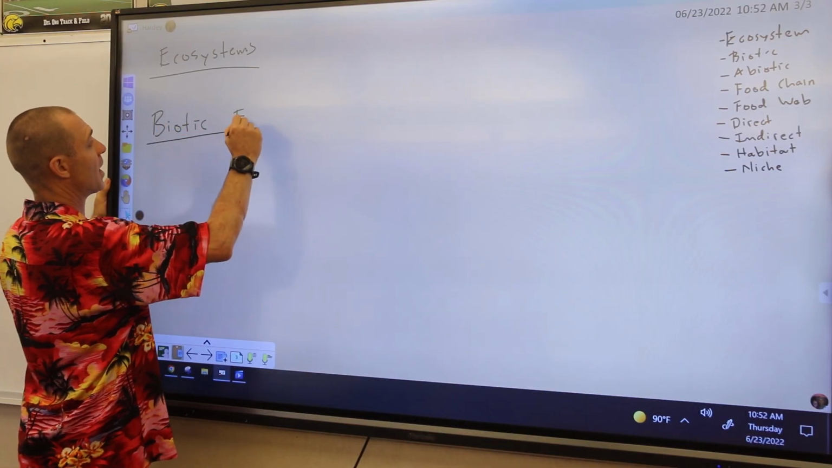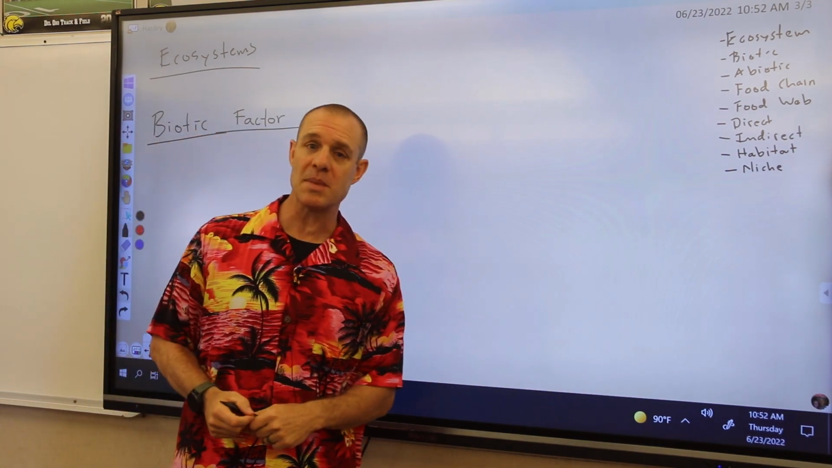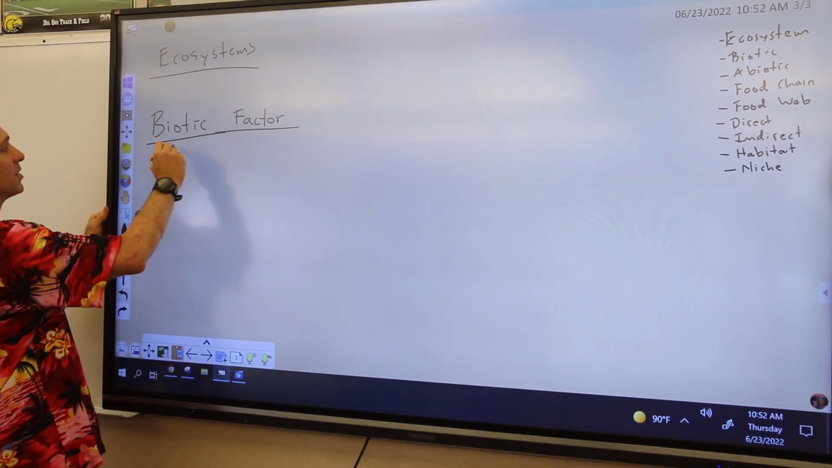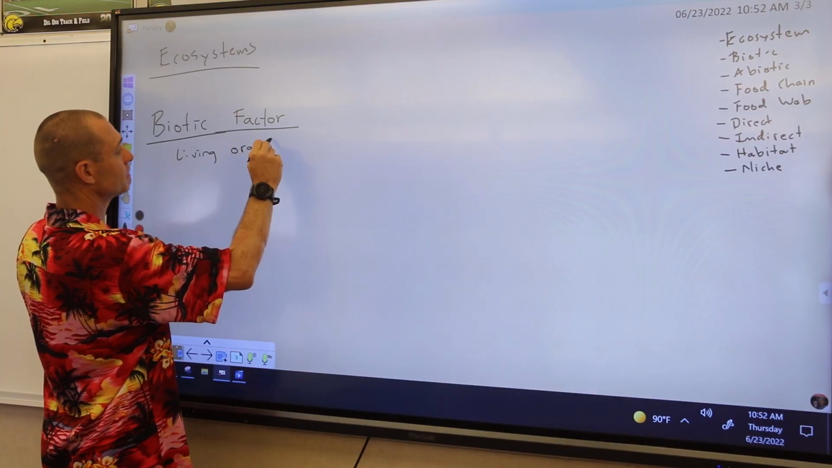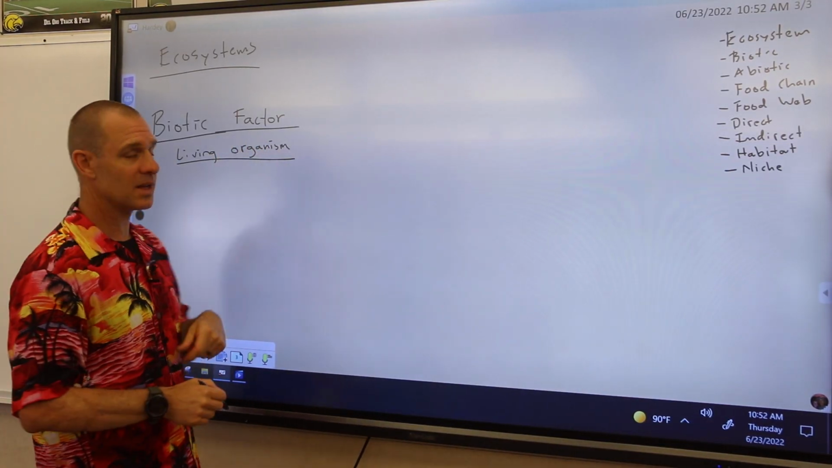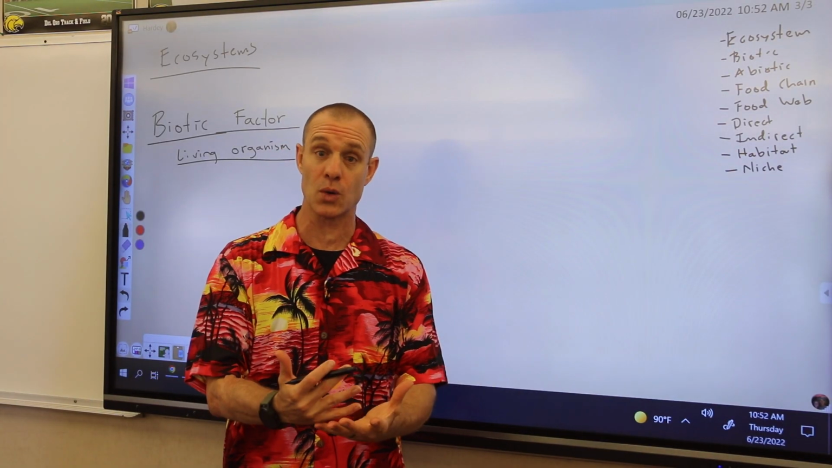A biotic factor means a living factor, bio meaning life in Latin. So a biotic factor is a living organism, and what makes it a factor is the fact that that organism is going to have an influence or an effect on other organisms.